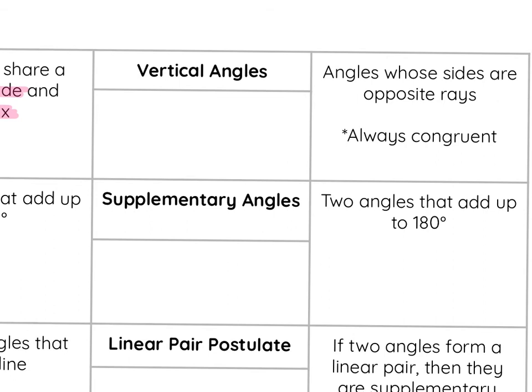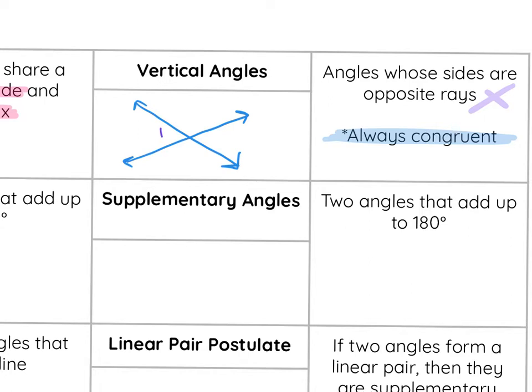Secondly, we have vertical angles. Vertical angles are angles whose sides are opposite rays. We have rays going in opposite directions. What's important about them is that they're always congruent. In this picture, you always want to look for this X. Anytime you see an X of 2 intersecting lines, you're going to think vertical angles.